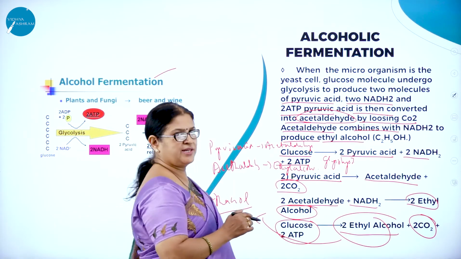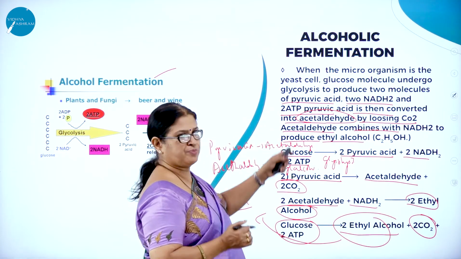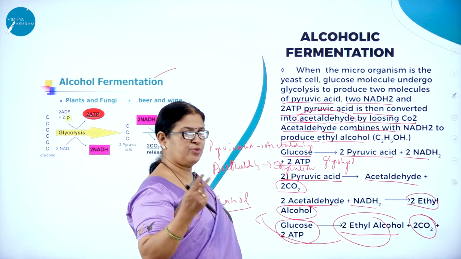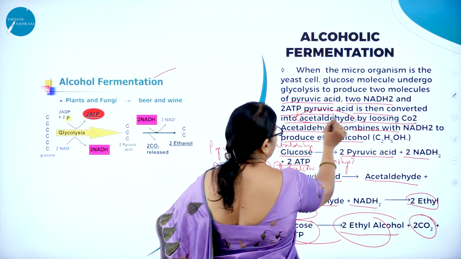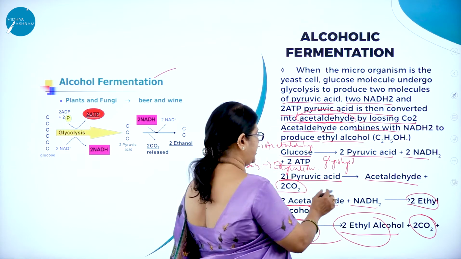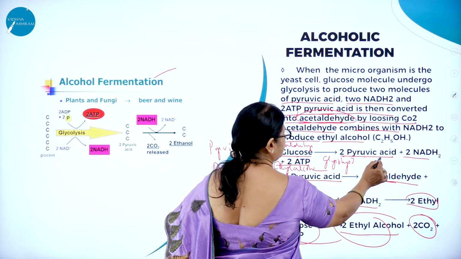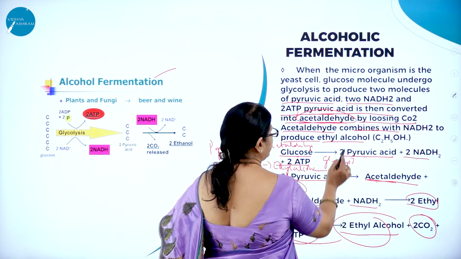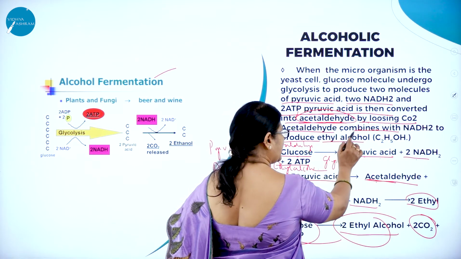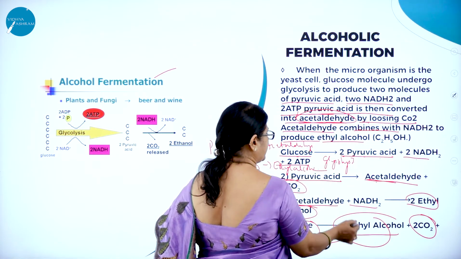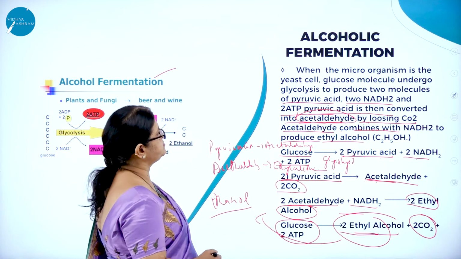So when the microorganism is the yeast cell, glucose molecule will undergo glycolysis to produce 2 molecules of pyruvic acid and 2 NADH2 and 2 ATP molecules. This pyruvic acid is then converted into acetaldehyde by losing carbon dioxide. Here acetaldehyde combines with NADH2 to produce ethyl alcohol. So hence it is called alcoholic fermentation.